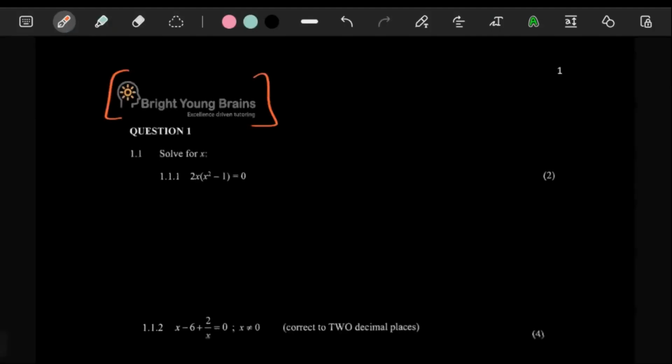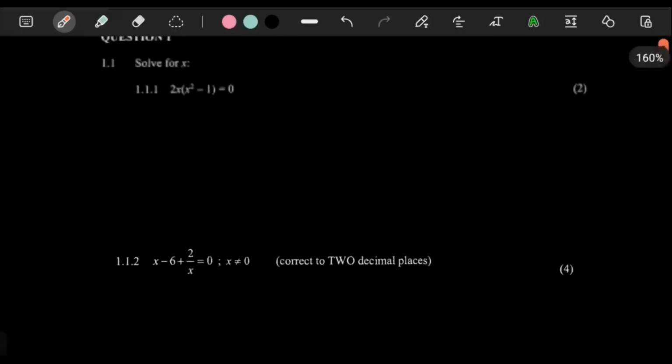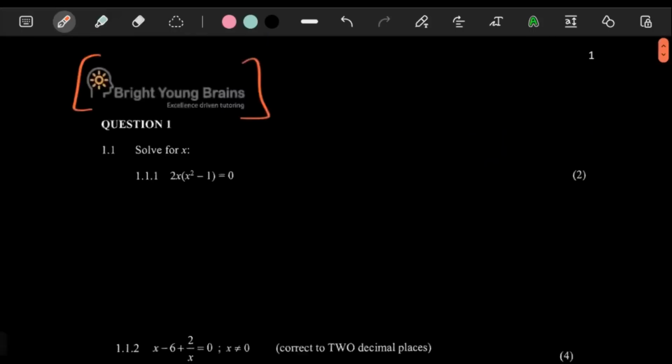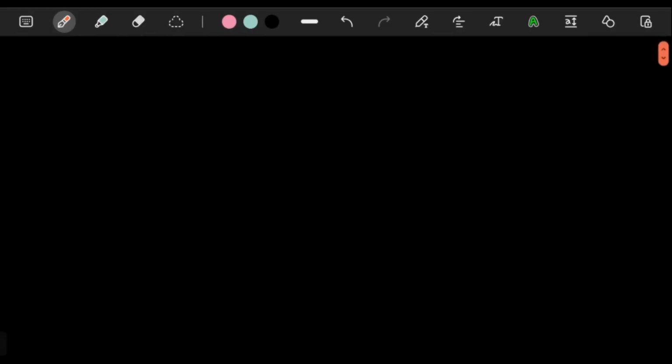So in this video, obviously we are going through a full paper. This is the Gauteng Maths Grade 12 prelim exam from 2022. This is Paper 1, and obviously the PDF file is linked in the description.